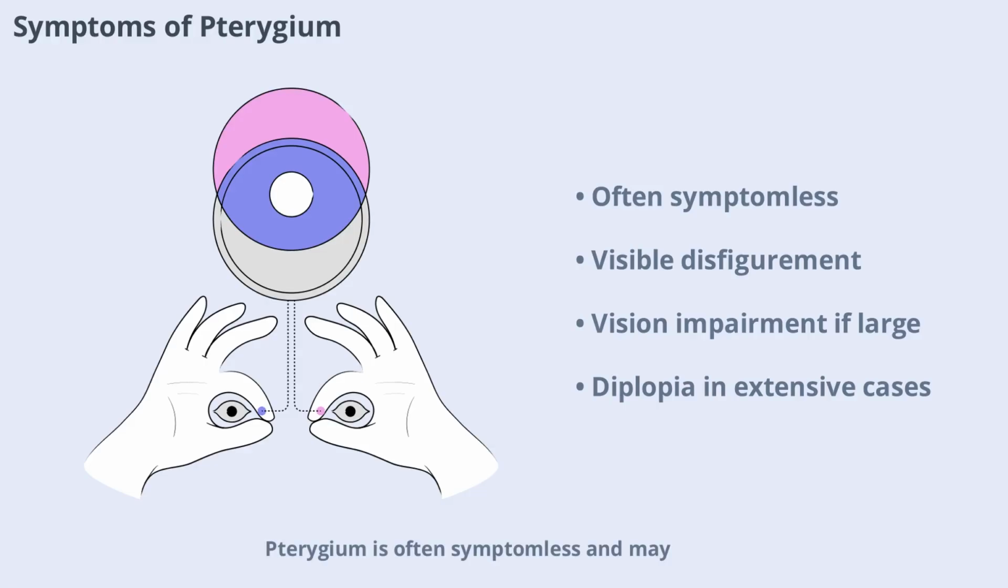Pterygium is often symptomless and may be discovered during a routine eye examination. However, some patients, especially those who are observant, might notice a visible growth or disfigurement on the eye. If the pterygium grows large enough to cover the pupillary area, it can impair vision. In extensive cases, it may restrict eye movement, leading to double vision, also known as diplopia. Early recognition of these symptoms can prompt timely medical attention.